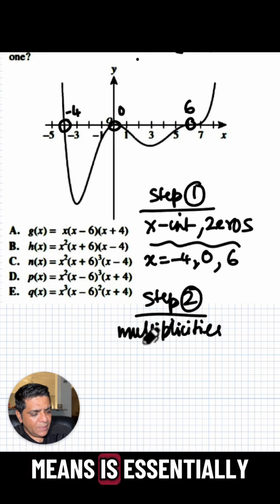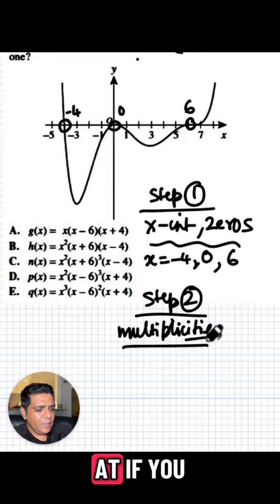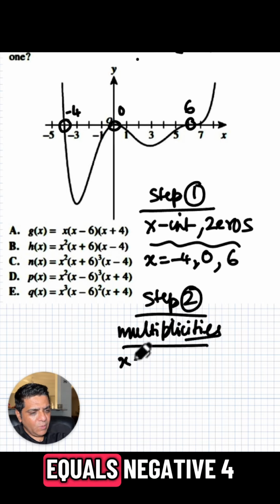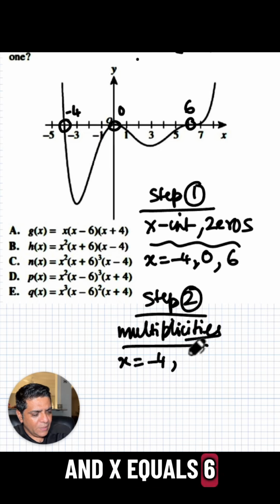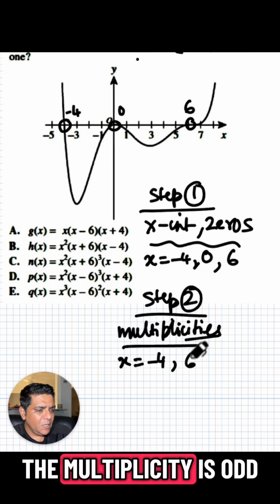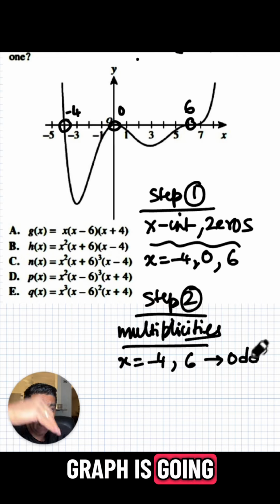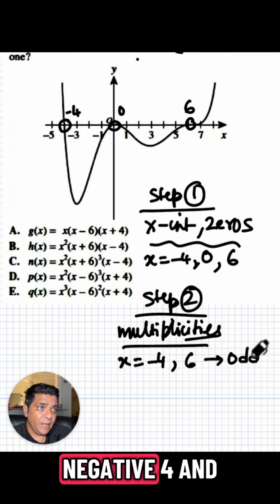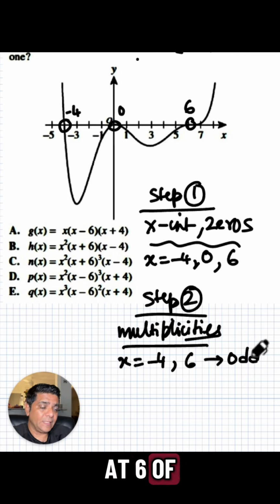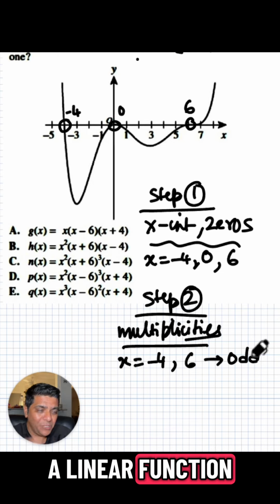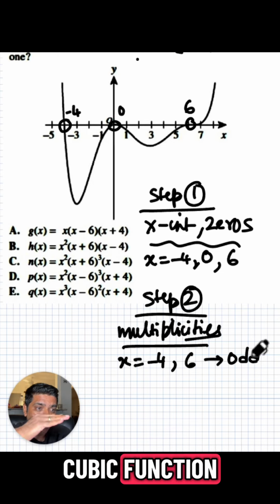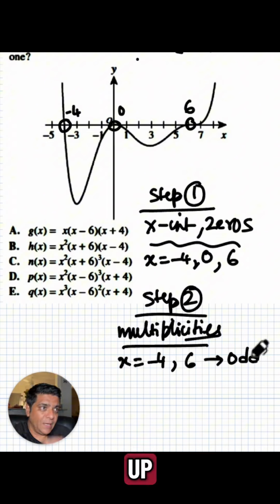So what that means is essentially, if you look at x equals -4 and x equals 6, you will see that the multiplicity is odd. Why is it odd? Because you see the graph is going through the x-axis both at -4 and at 6. Of course, at -4 it's behaving like a linear function. At 6 it's behaving like a cubic function. It's going like this, and then again it's rising up.